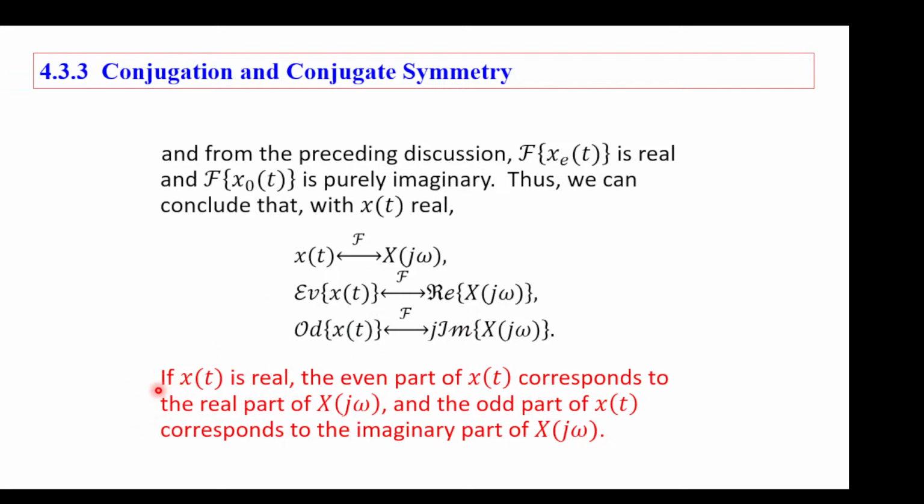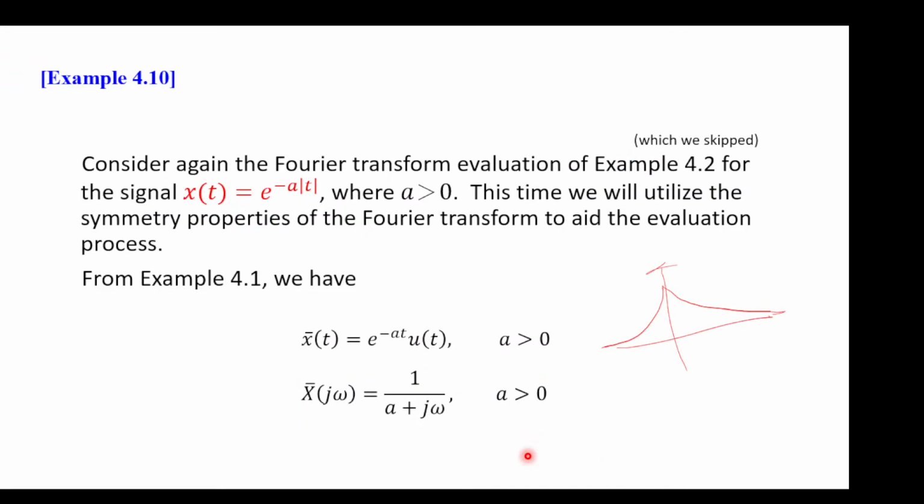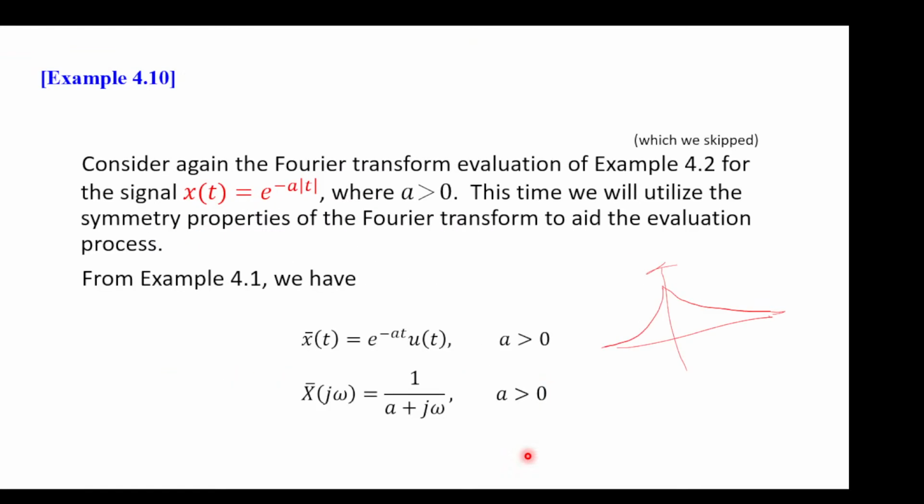So if x of t is real, this is the prerequisite you need to remember. This whole analysis starts from x of t being real. Then you split it into even part and odd part. The even part will be real and even, and the odd part will be real and odd. When you do the Fourier transform, the real and even part goes to a real and even part, and the real and odd part goes to an imaginary and odd part. So the even part goes to real and the odd part goes to imaginary.